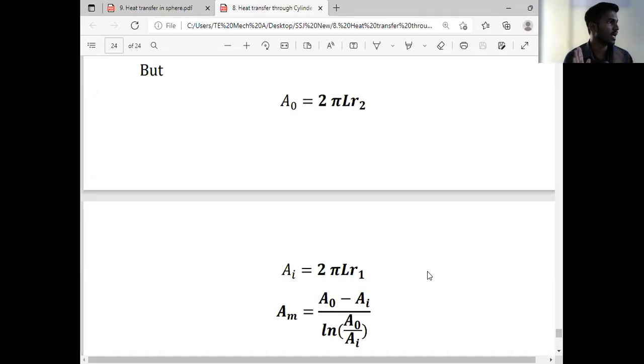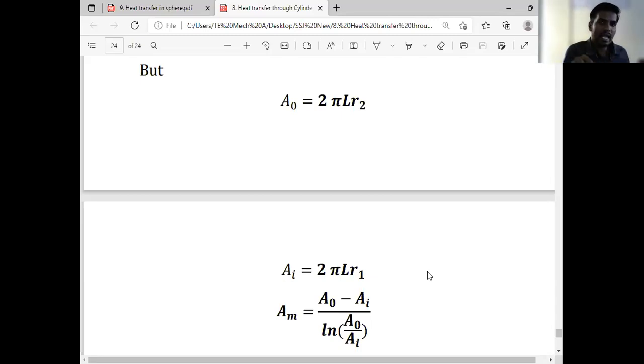समजलं का बघा? याचा अर्थ काय होतोय? What is the meaning of logarithmic mean area? आपल्याकडे एक सिलेंडर आहे, त्याचं कन्वर्जन आपल्याला प्लेन वॉल मध्ये करायचं आहे. ओके, सो हाऊ टू कन्वर्ट द प्लेन वॉल? आपल्याकडे सिलेंडर आहे, म्हणजे सिलेंडरचे आपल्याला रेडियस माहिती आहे, R1 माहिती आहे, R2 माहिती आहे. ओके, सो फ्रॉम दॅट वी कॅन कॅल्क्युलेट दी AO अँड AI.